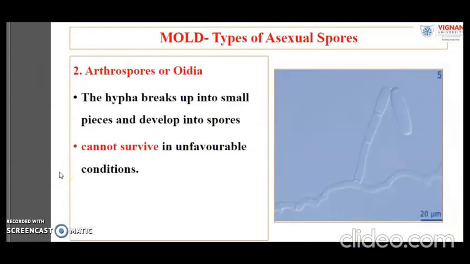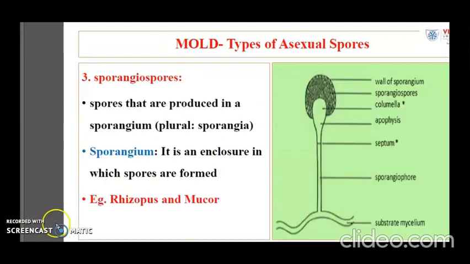The next type is the arthrospores or oidia. In this, the hyphae break up into small pieces and develop into spores. It cannot survive in unfavorable conditions. Next one is the sporangiospores. These are spores that are produced in a sporangium, and the sporangium is an enclosure in which the spores are formed. Examples of this type are Rhizopus and Mucor.